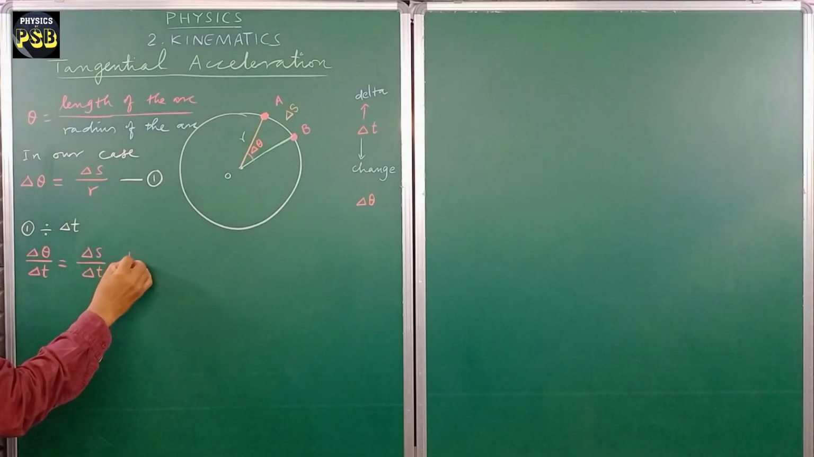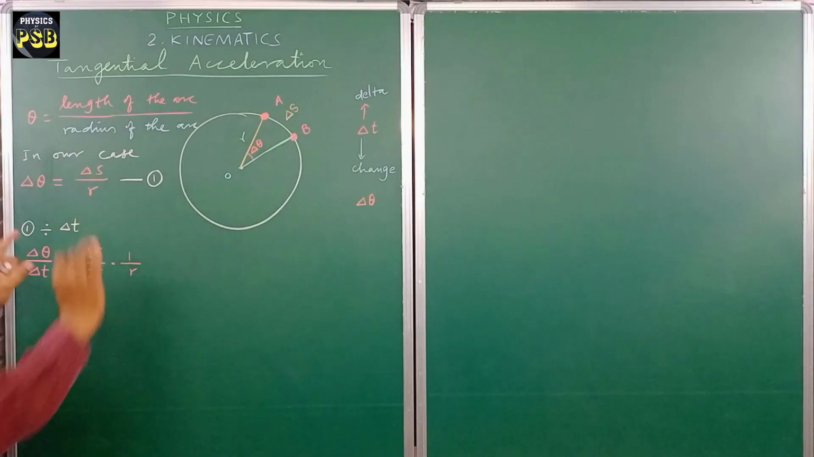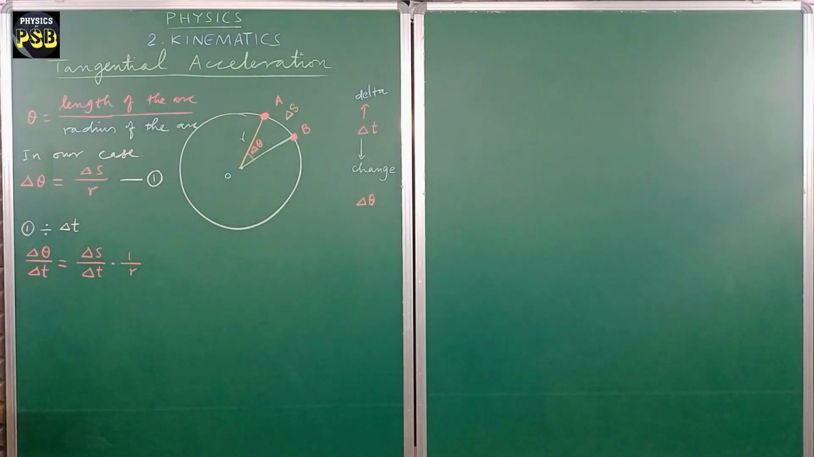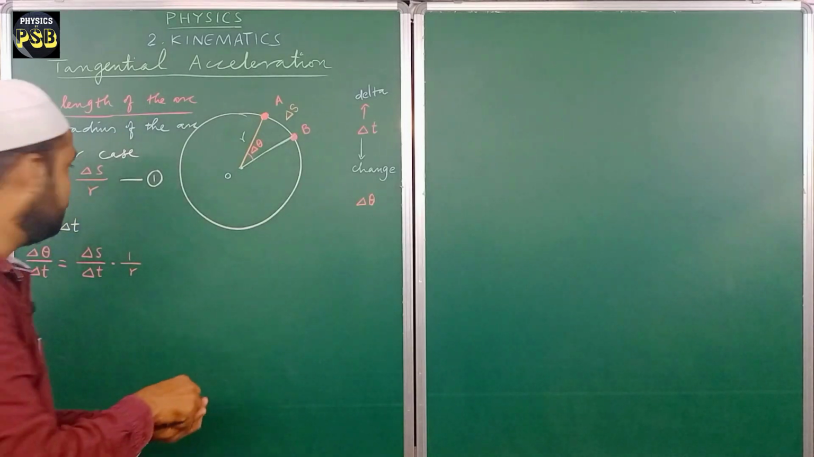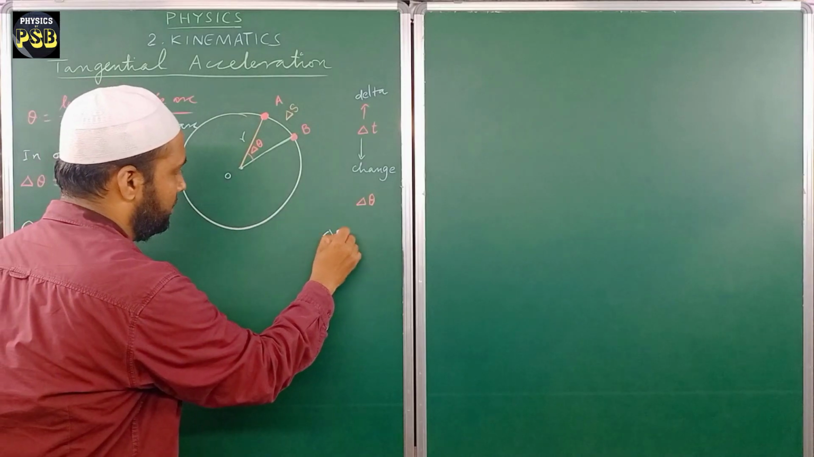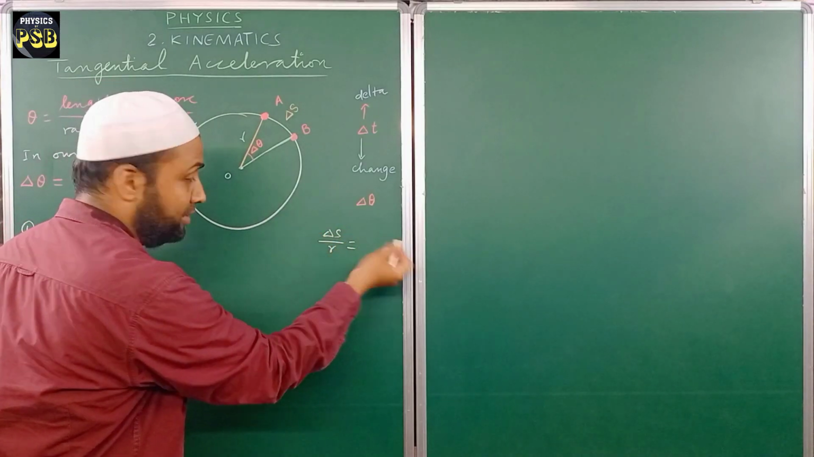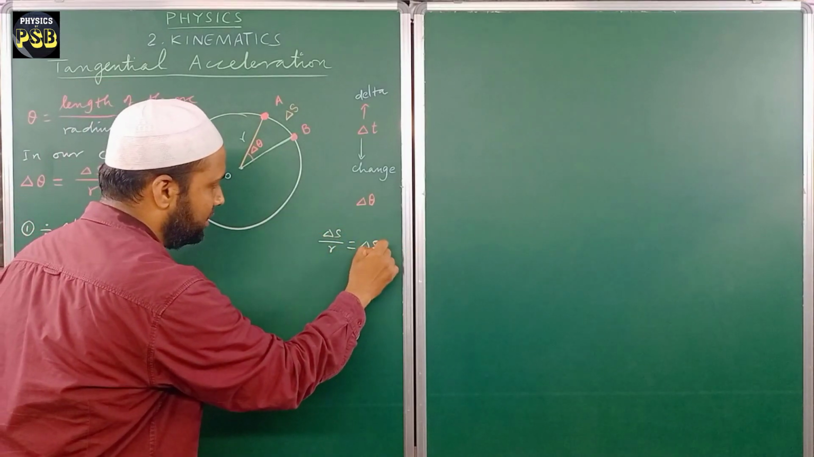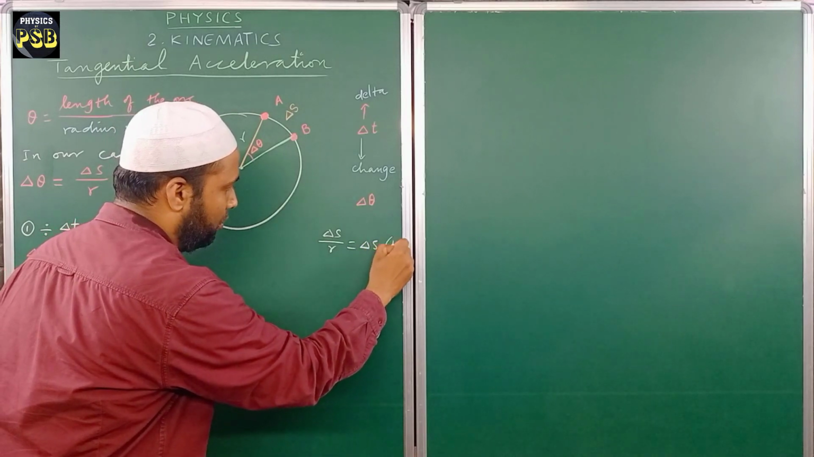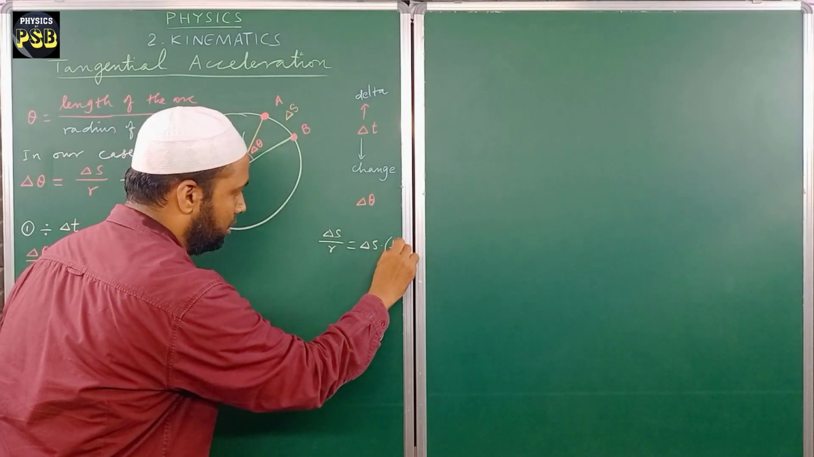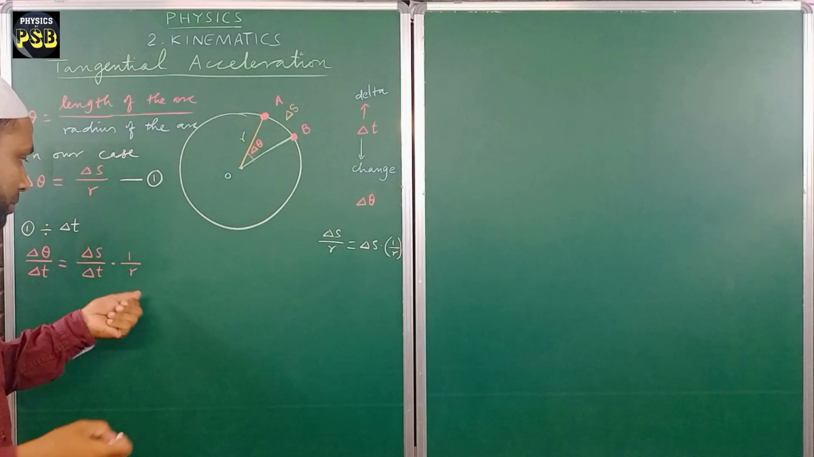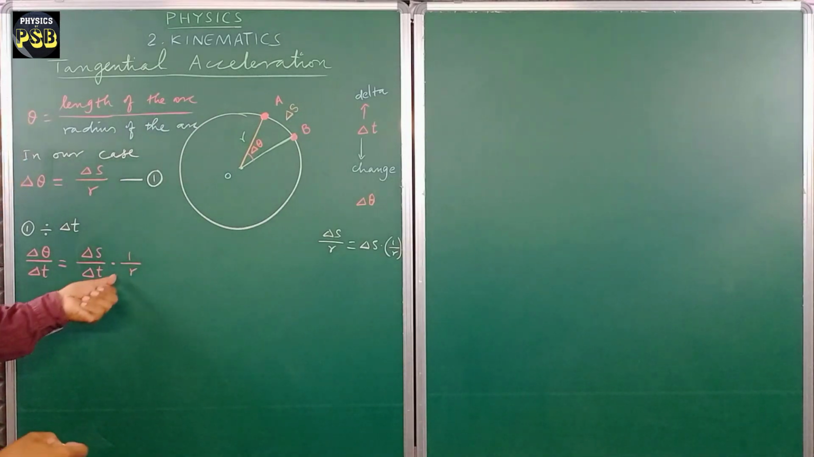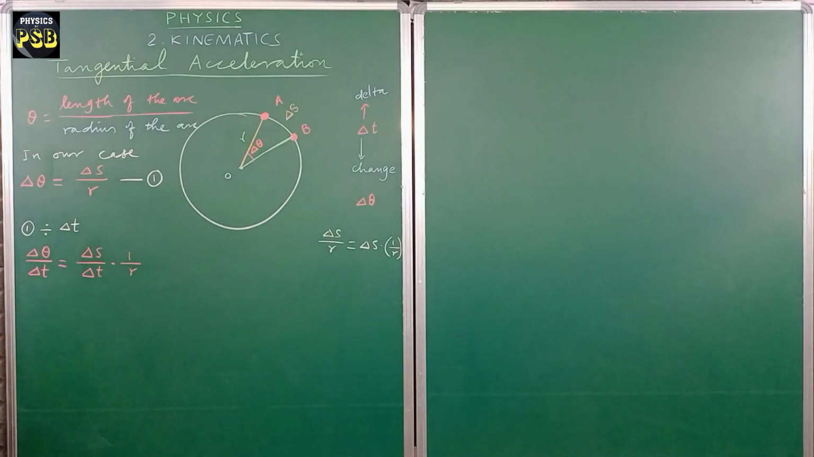Here this one is kept as such, 1 upon r. Actually, what I have done is, instead of writing delta s upon r, this can be written as delta s multiplied with 1 upon r. This is how we obtain 1 upon r in this equation. Clear?